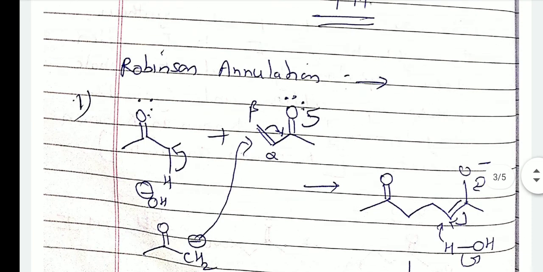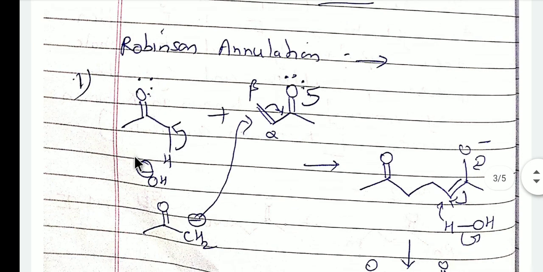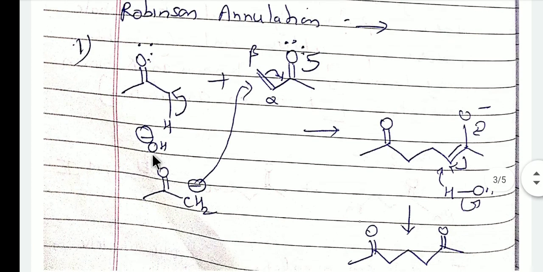Now, another example of the Robinson annulation. Here this is the ketone, acetone, and this is the alpha beta unsaturated carbonyl compound. When this ketone reacts with base, proton removal takes place from here, so this carbon becomes negatively charged, and this acetone is converted to this type of anion, CH3COCH2 minus.